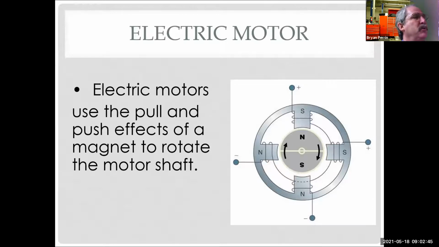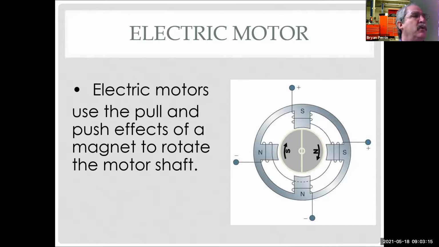Electric motors use the push-pull effects of a magnet to rotate the motor shaft. We've already learned about motors, right? We learned about our DC motor with starters. A DC motor is a DC motor, so we're not going to spend an hour talking about it again. A motor is a motor is a motor as far as the DC motor goes. Now, some are brushless, some are not, but they're all working on electromagnetism. And since we're not rebuilding them, we really don't care, because all I need to make them work is a power and a ground.